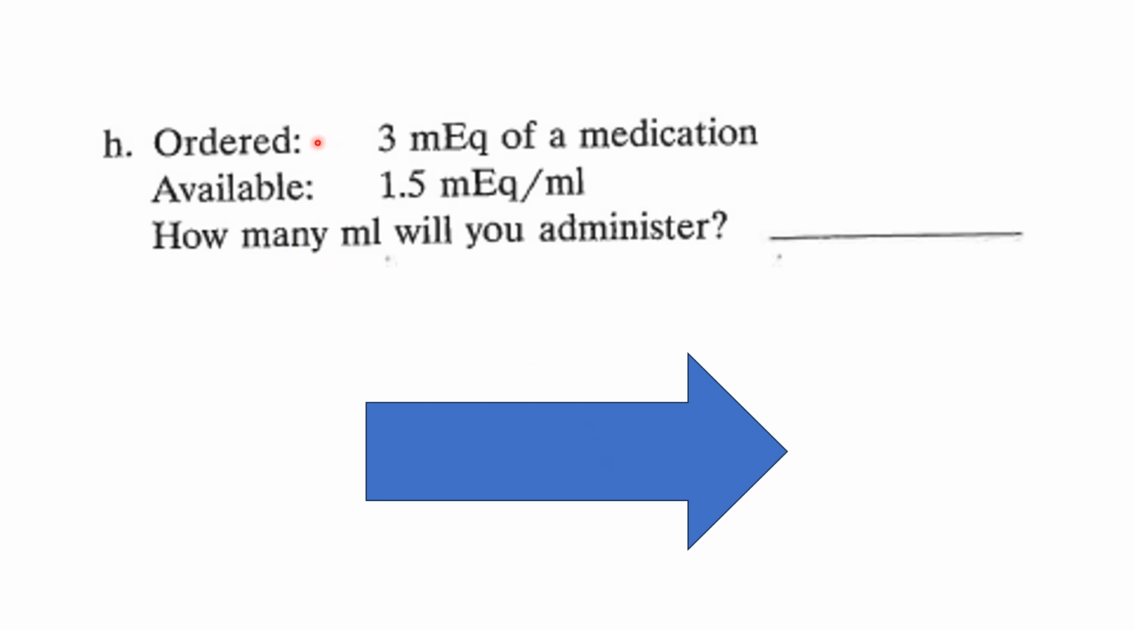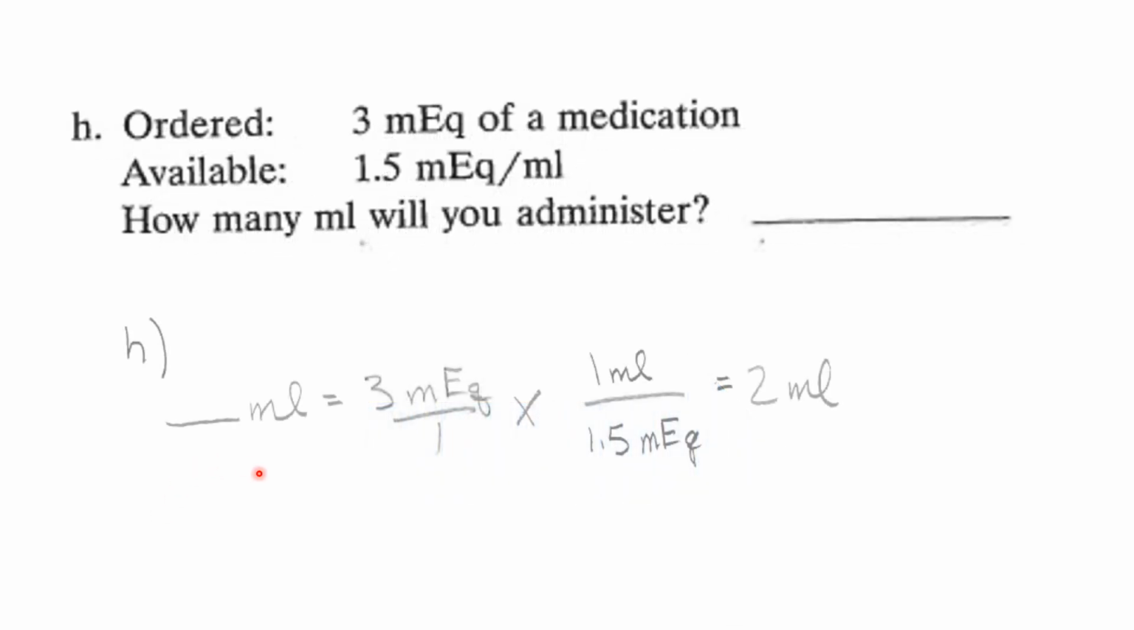Here's another problem. Suppose it was ordered 3 milliequivalents of a medication and you had available 1.5 milliequivalents per milliliter. How many milliliters would you administer? Again, give this a go yourself. Let's see how you did. Again, using dimensional analysis, we want to have milliliters, so this is going to be 3 milliequivalents over 1 times 1 milliliter over 1.5 milliequivalents, and that's going to net out to be 2 milliliters.